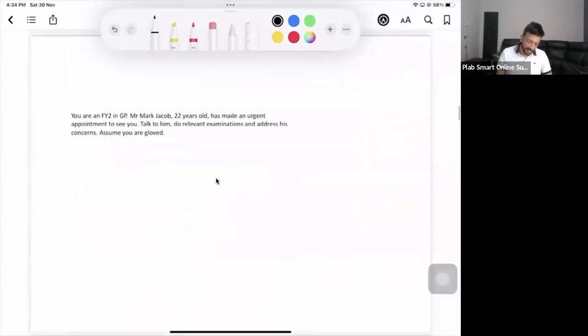If you have to explain it to your student, what kind of scenarios can come? Let's have a look. You're a GP. The patient is 22 and has made an urgent appointment to see you. Talk to the patient, examine, and address the concern. The patient says, doctor, I noticed a mass in the testicle. When did he notice? I noticed yesterday, so I booked an urgent appointment.